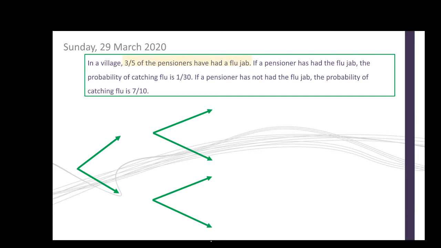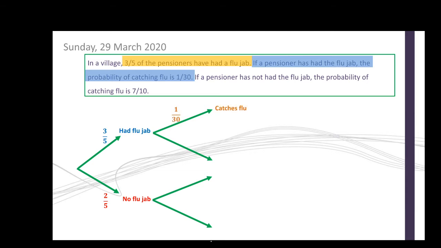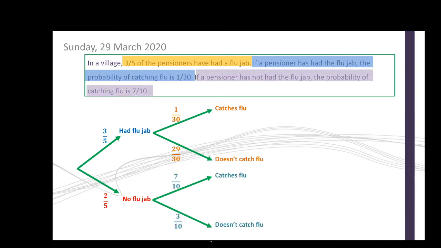So my options are either had the flu jab, which was 3/5, or not had the flu jab, which is 2/5. Remember, the branches when they're in their pairs have to add up to 1. If we've had the flu jab, they can either catch the flu, which is 1/30, or not catch the flu, which is 29/30, because these two in the pairs have to add up to 1. Or they could have not had a flu jab, which means the probability of catching the flu is 7/10, which means the rest, 3/10, doesn't catch the flu.